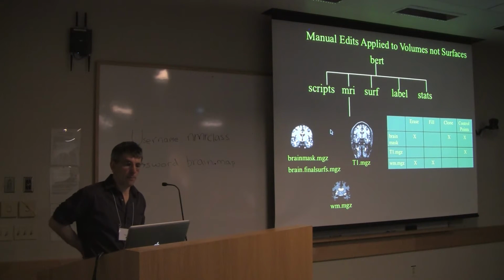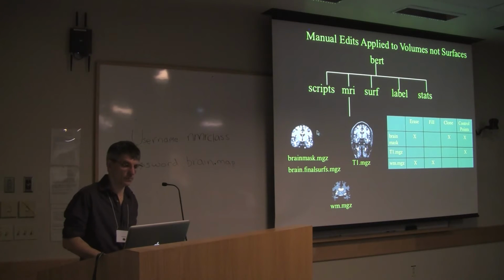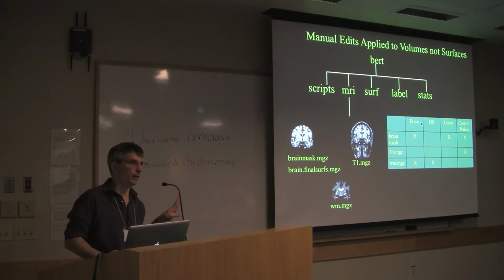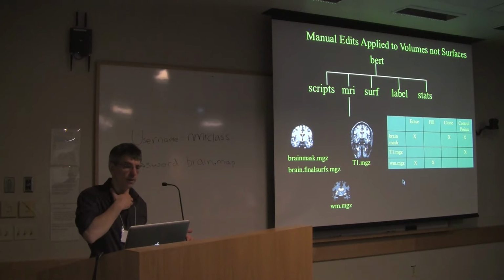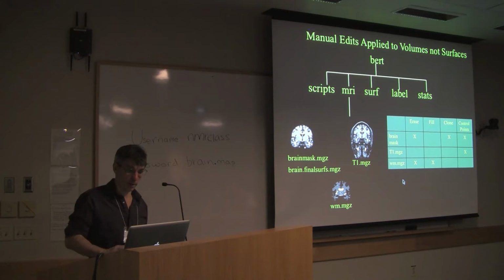Okay, so as I said before, these manual edits are applied to volumes and not to surfaces. And so I have this little matrix here of volumes that you apply changes to, and these 4 edits that you can make. Remember, you can erase things, you can fill things in, you can clone, or you can add control points. And depending upon which change you make, the next thing that you run may be different.